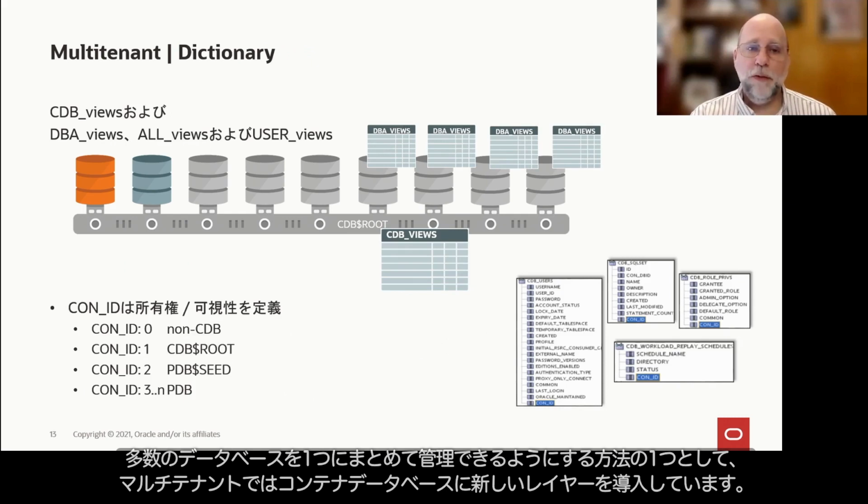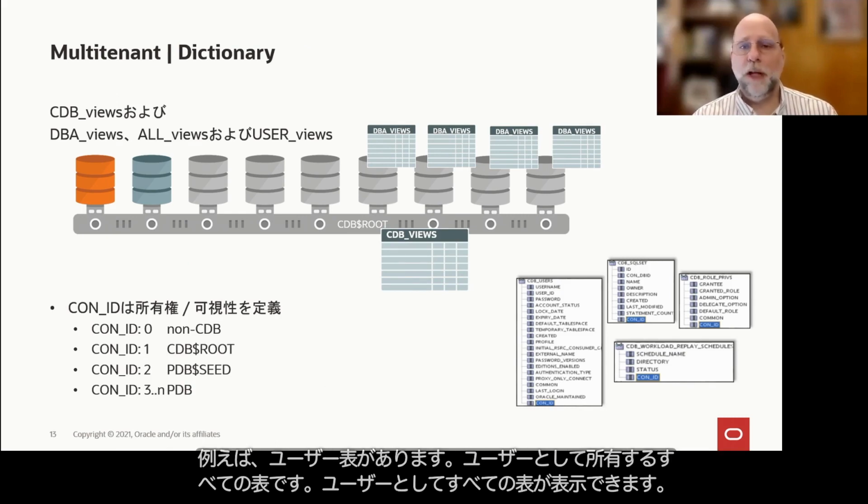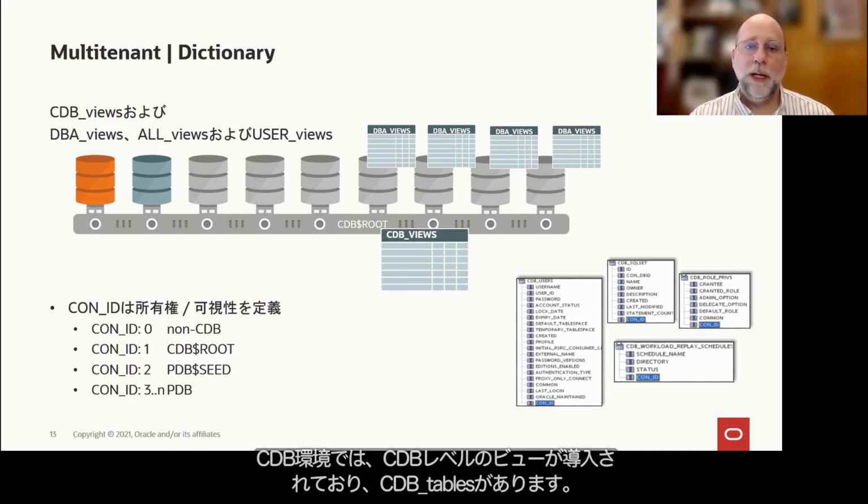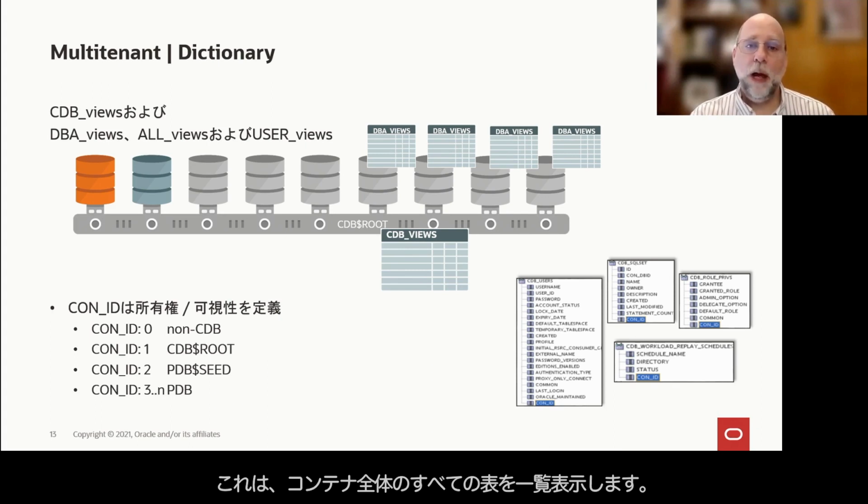One of the ways we achieve that ability to manage many as one is that multi-tenant introduces a new layer of views in the container database. We're all used to, for example, user tables, which is all the tables owned by you as a user, all the tables that are visible to you as a user, and then DBA tables, which only those with DBA access would be able to see all of the tables in an individual database. Well, in a CDB environment, we introduce the CDB level of views where you would have CDB_tables, and that would list all of the tables in the entire container.